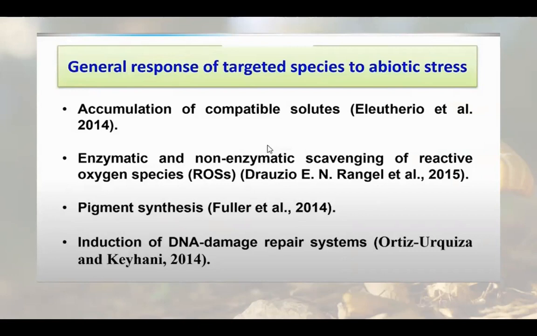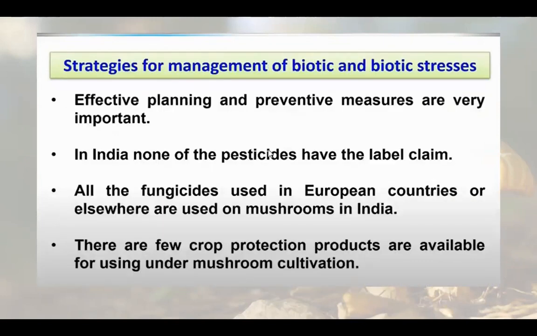So when there is an abiotic stress, how is the mushroom fighting it? With accumulation of compatible solutes. It will secrete some solutes, and enzymatic and non-enzymatic scavenging of reactive oxygen species, removal of free radicals formed in this room or this bag. Pigment synthesis can also take place to overcome the stress, and induction of DNA damage repair systems. If you have studied molecular biology, you might have studied that there are repair systems working for DNA damage, right? And strategies of management of biotic and abiotic stresses.